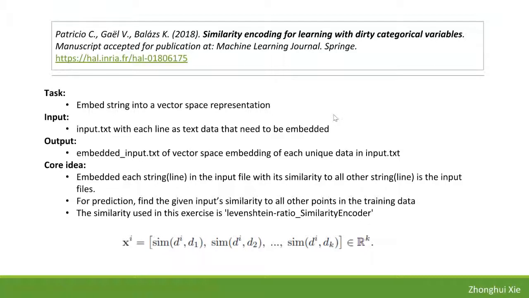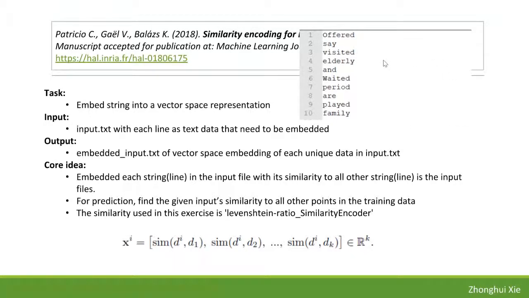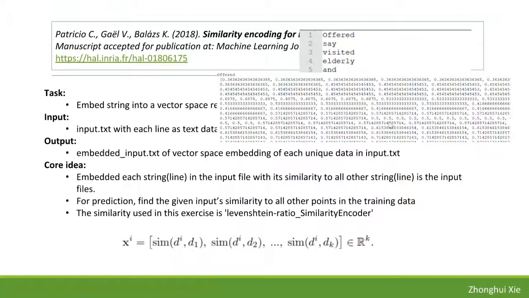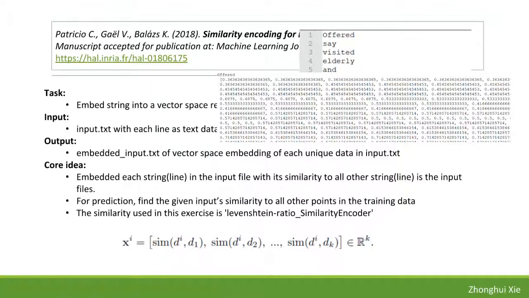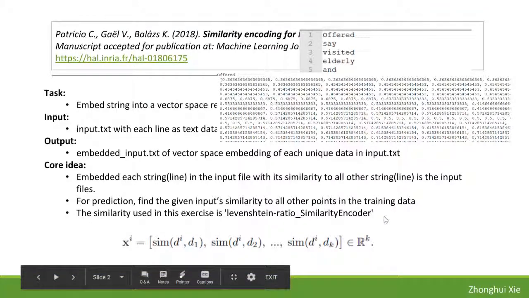the input file. Right here we can see an example of the input file, with each line containing a word that needs to be embedded. And right here we can see an example of the output file, where the word is embedded into a vector space. The main idea of this model is to find a similarity measure of each string compared with all other strings in the input file. The similarity measure can be many different measures, but for the refactorization, we focus on the Levenshtein ratio similarity encoder.